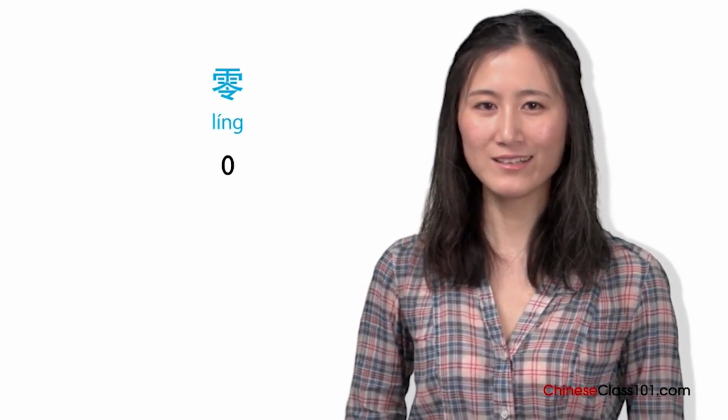Great job! What is before 一? Do you know the word for 0? It's 零. You don't have any more excuses. You can now give your friends your cell phone number in Chinese.